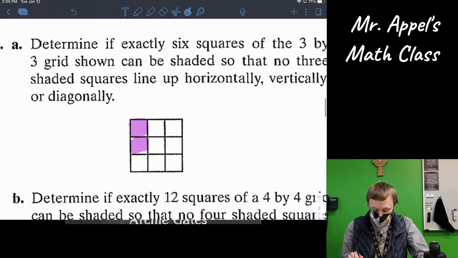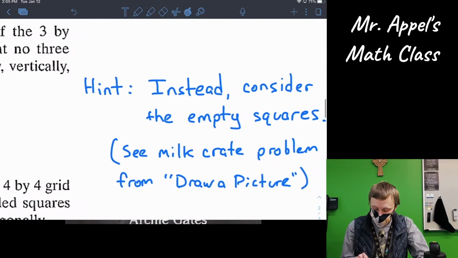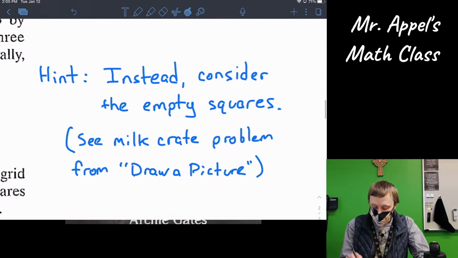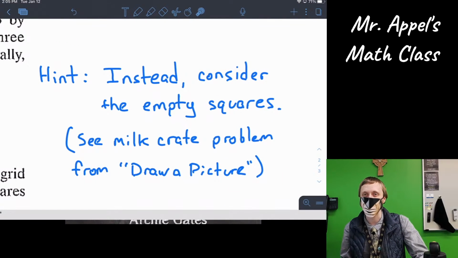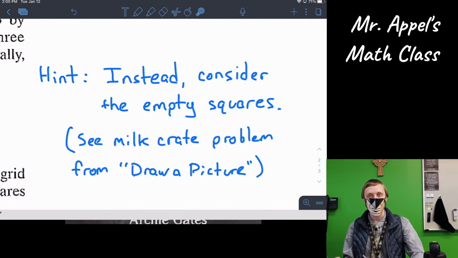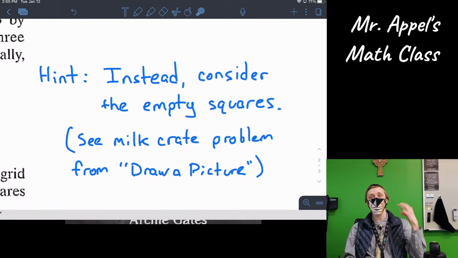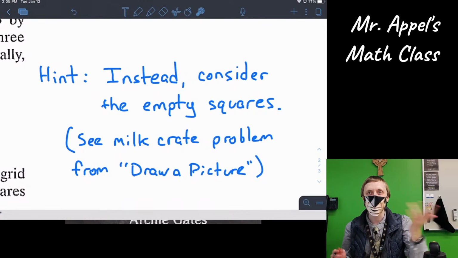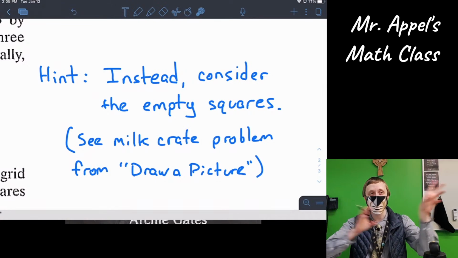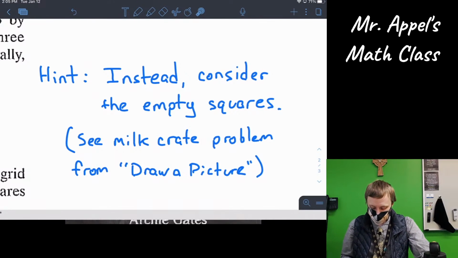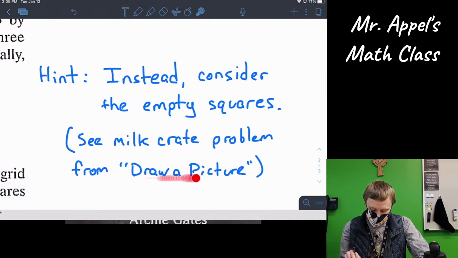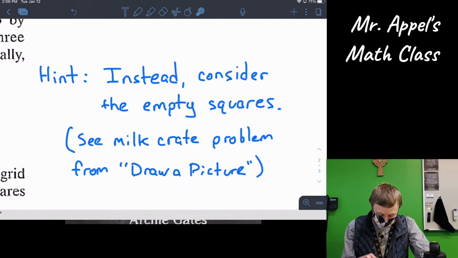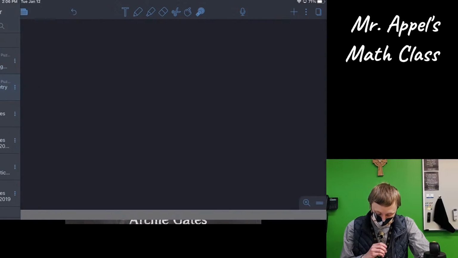So if that seems like too much, then my hint for you would be instead consider the empty squares. Out of 9 squares total, 6 of them will be colored. That means there's 3 that remain empty, and that's now much more manageable. You can arrange 3 things much easier. In fact, this is the same hint they give in one of the example problems from the draw a picture section having to do something with a milk crate. Let's take a look at that.